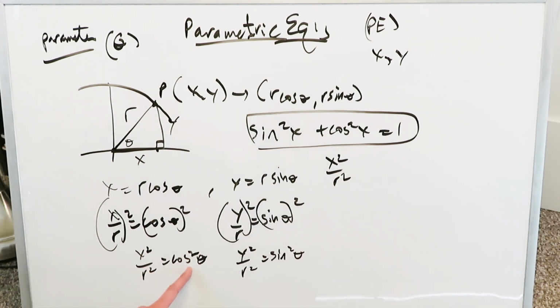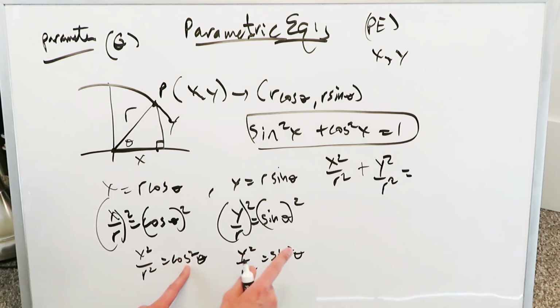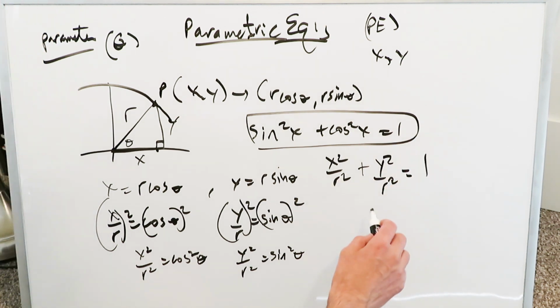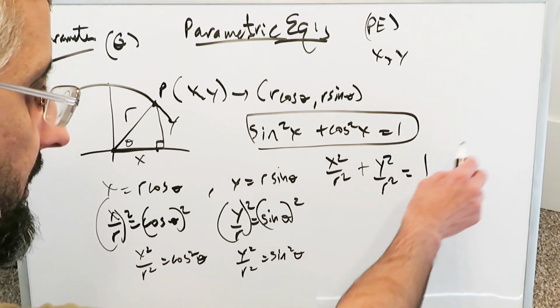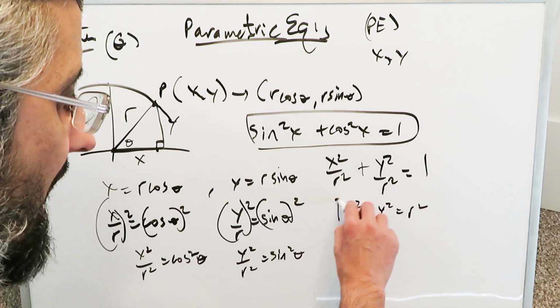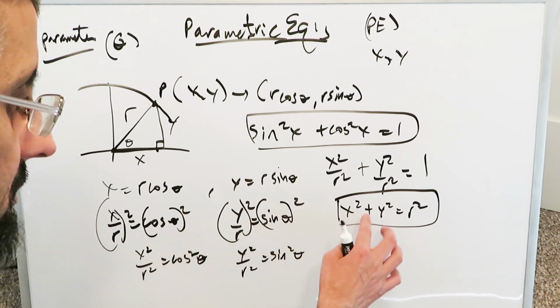In all instances, I know cosine squared theta is equal to x squared over r squared, and sine squared theta is equal to y squared over r squared, and cosine squared theta plus sine squared theta is always equal to 1. Therefore, their substituents are equal to 1. I can do a common denominator and shoot it across, and I get x squared plus y squared is equal to r squared. I've eliminated the parameter, and I've developed a rectangular equation form which only has the x and the y variables and or a constant.